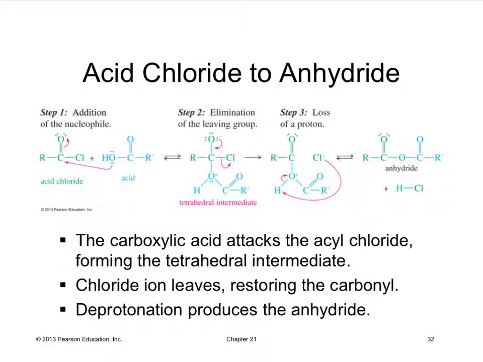Acid chlorides to anhydrides. Here again, your acid reacts, nucleophilic attack, electrons go up. This is your tetrahedral intermediate. Electrons from the oxygen come down, kicking off the chlorine. Leaving group, this will deprotonate, neutralize the positive charge, generating your anhydride as well as HCl.